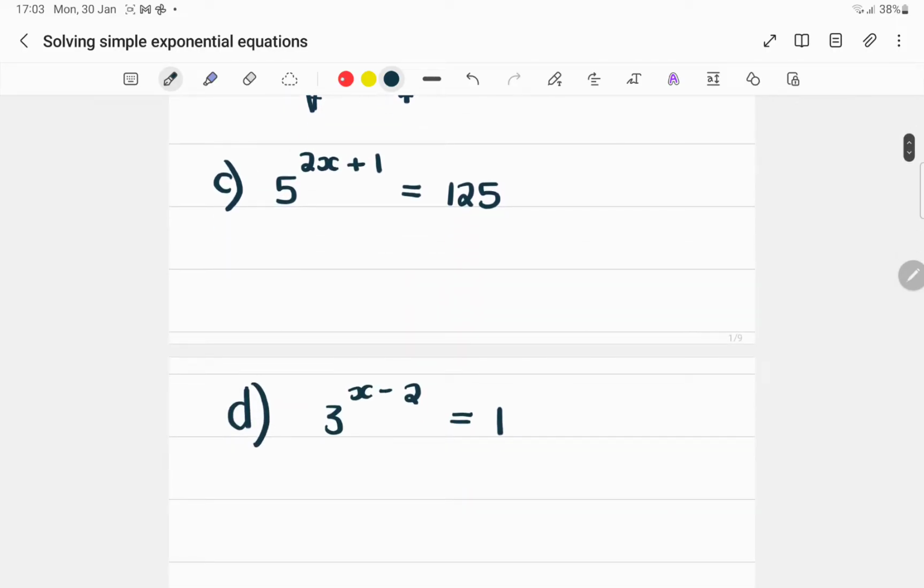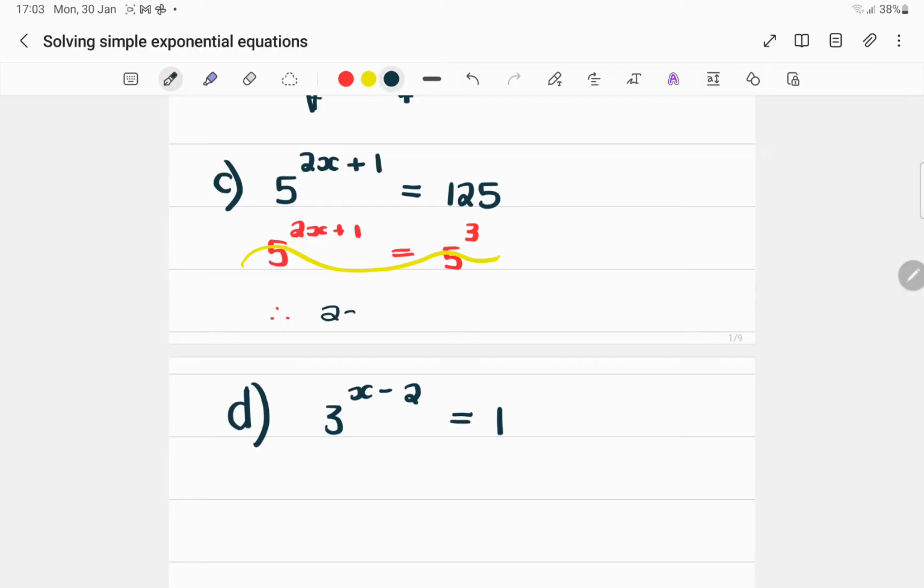Right, not too bad. Okay, over here, 5 is already a prime number. That's why I'm not changing it. But 125 can change into a product of its primes, which is 5 to the power of 3. Once we have that, we drop it like it's hot.